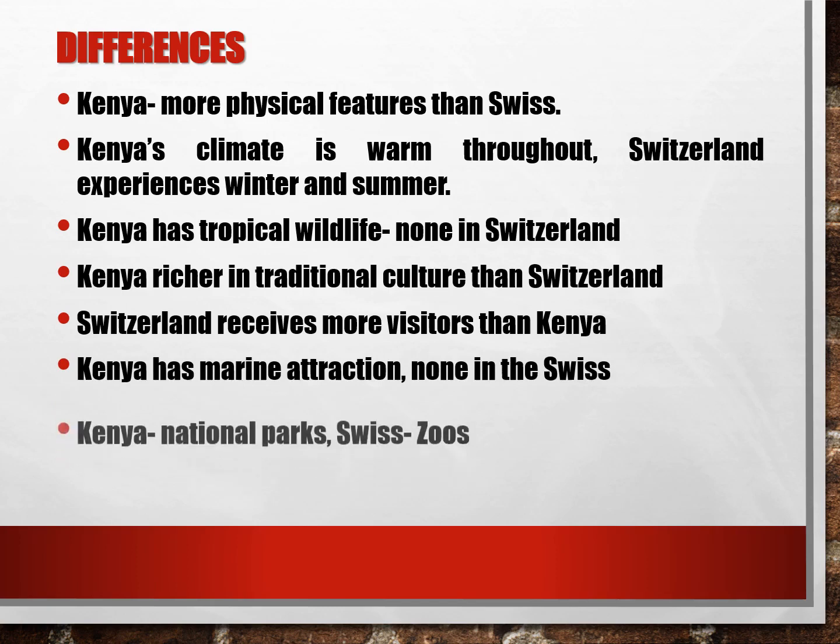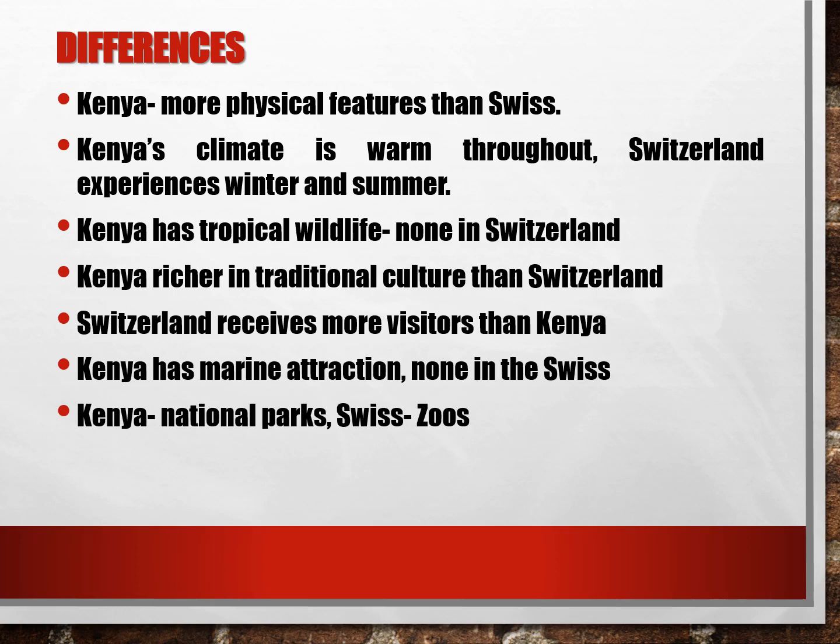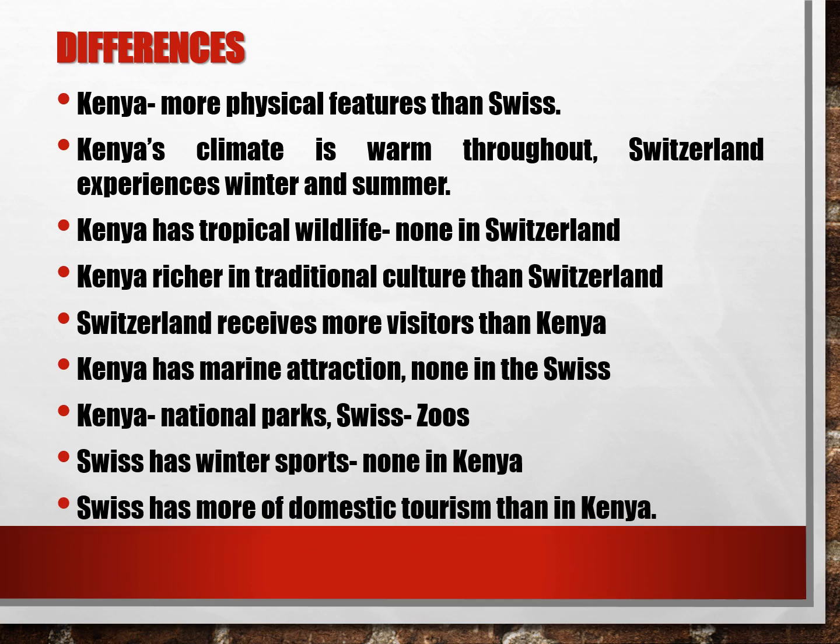Then Kenya has national parks, many of them, and game reserves. In Switzerland, as in most developed countries, normally they keep the animals in zoos because most of the areas have been urbanized and therefore they hardly have national parks. Then Switzerland has winter sports. Kenya has no winter and therefore has no winter sports altogether. Then Switzerland has more domestic tourism, of course, because of an affluent population. In Kenya, domestic tourism is limited.